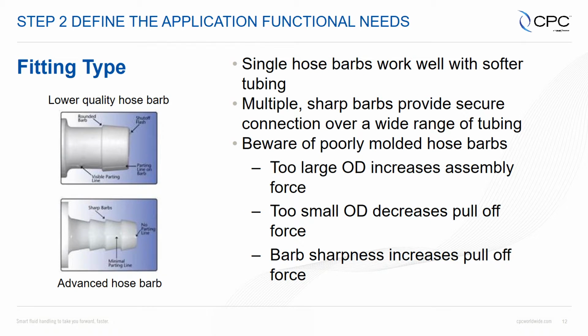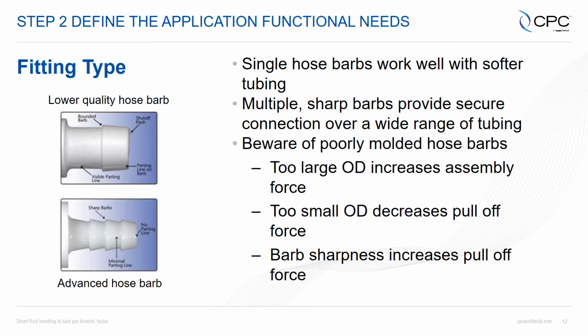Next, if you have a connector, you need to take that connector and somehow get it attached to tubing. And the most common way, and we'll focus simply on hose barbs today, although there are a variety of different ways that connectors are attached to the end of the tubing. We'll talk about hose barbs though. Single hose barbs work well with softer tubing. Multiple sharp barbs provide a secure connection over a wide range of tubing.